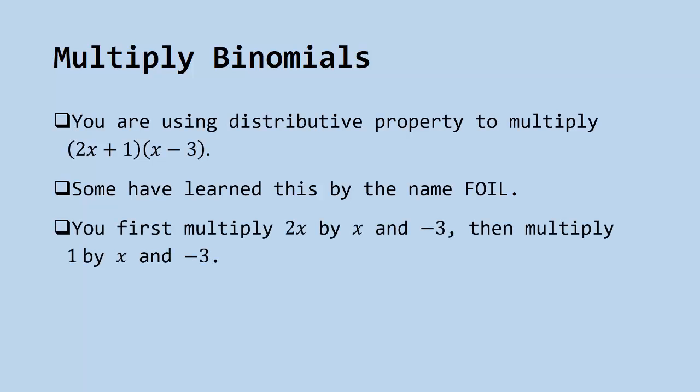But basically, you first take the first term, 2x, in the first parenthesis and you multiply it by the x and the negative 3 in the second parenthesis. Then you're going to multiply the 1 from the first parenthesis by both the x and the negative 3 in the second parenthesis. Let me demonstrate this.